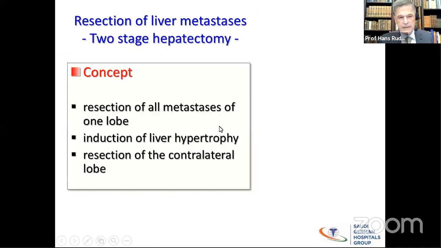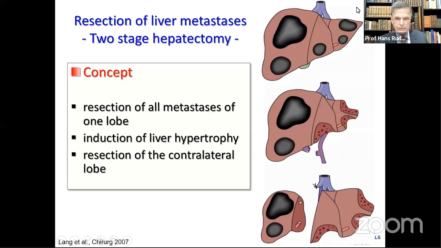In other cases, there is a possibility to do a staged hepatectomy. If we have both sides with liver metastasis, we can operate first on one side, and then after enlargement, perhaps dissect the branch of the portal vein to the other side, and then this side will enlarge. After enlargement of this side and shrinking of the other side, we can do a second stage of liver resection.